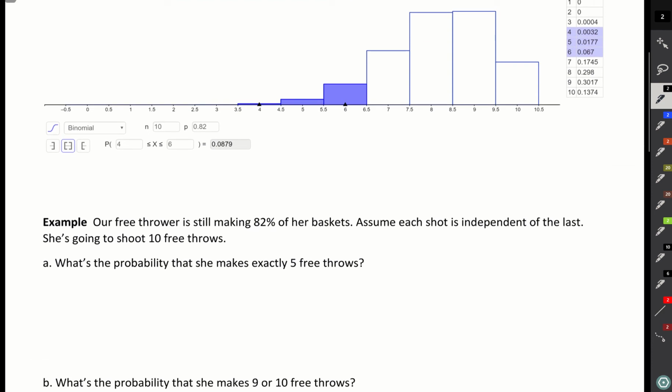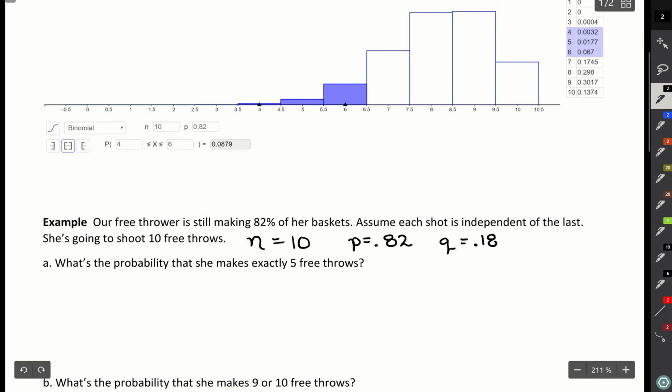So, our example: we have a free throw shooter, and she's still making 82% of her baskets. We're assuming independence, so that probability isn't changing. And now we're going to have her shooting 10 free throws. In terms of our notation from above, n represents our number of trials. In this case, it's going to be the 10 free throws. There are basically 10 chances for her to either make the basket or not make the basket. The probability of success is that 82%, which means the probability of failure is 1 minus that, which is 0.18. So we have those values for our setup.